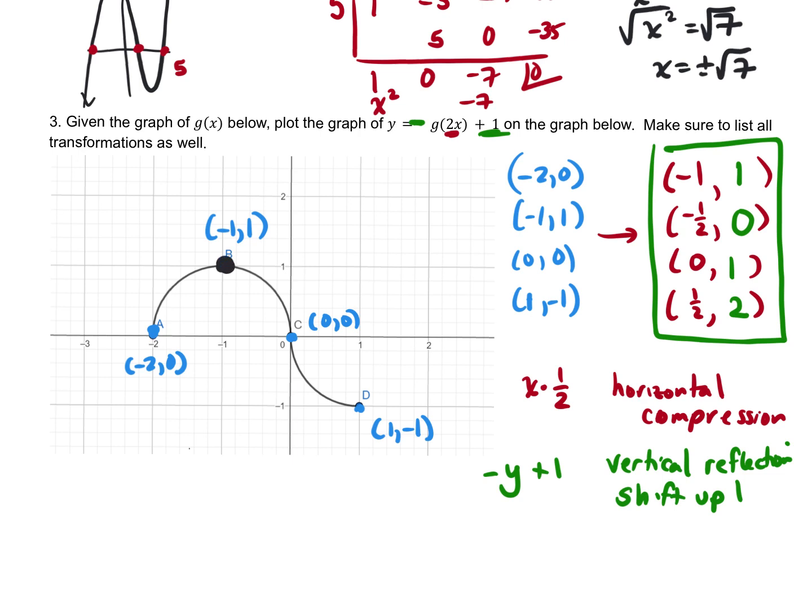So (negative 1, 1) is here. (Negative half, 0) is here. (0, 1) is here. And (half, 2) is here. It's going to look something like this because it's the same basic shape; it's just been moved. You can definitely see how it's been compressed, how it's been flipped, and how it's been moved up 1. So just follow the rules, follow your points, and you will get your new graph.